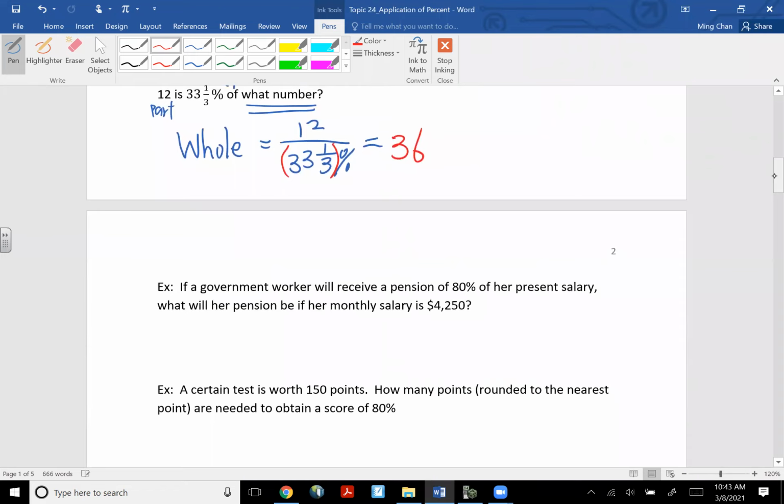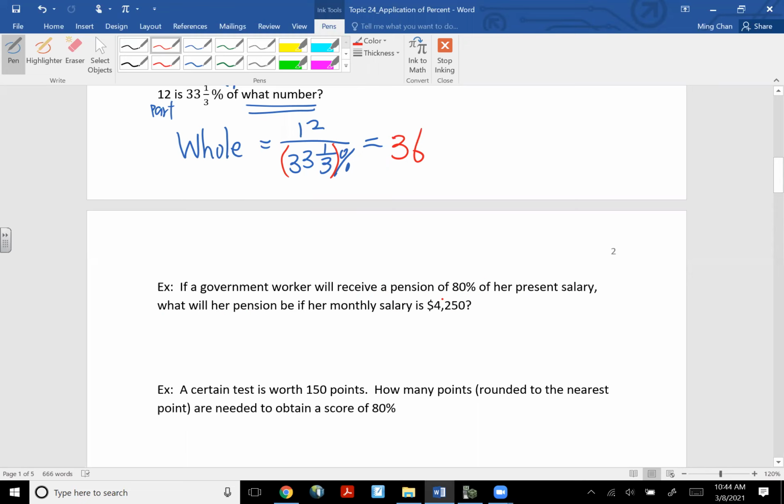All right. So let's do some actual application problems. Again, we're gonna find out our part, our percent, our whole. Okay, we're gonna identify which one is which so we know who we're looking for. If a government worker receives a pension of 80% of her present salary, so her retirement, her pension is gonna be part of what she is making. What will her pension be if her monthly salary is that much?